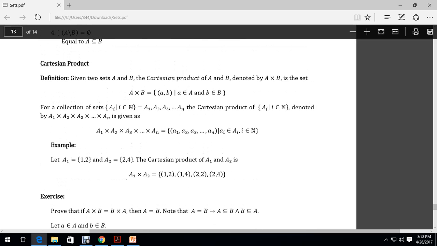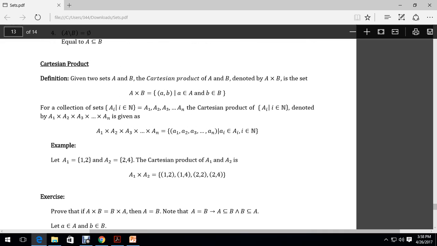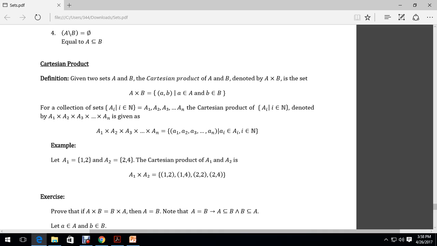Okay, so lastly, for the last part of the discussion would be the Cartesian product. Given two sets A and B, the Cartesian product of A and B, denoted by A cross B, is the set of ordered pairs (a, b), wherein a is an element of A and b is an element of B. So basically, what is meant by A cross B, or the Cartesian product of A and B, is you're going to create ordered pairs between the elements of the first set, crossing it with the elements of the second set.